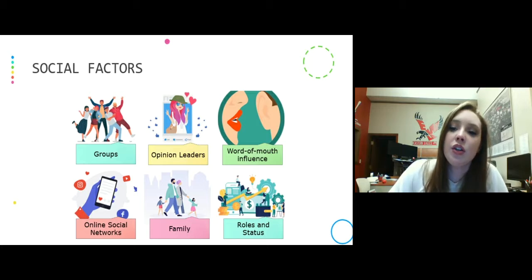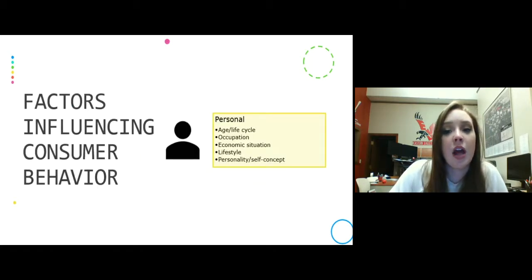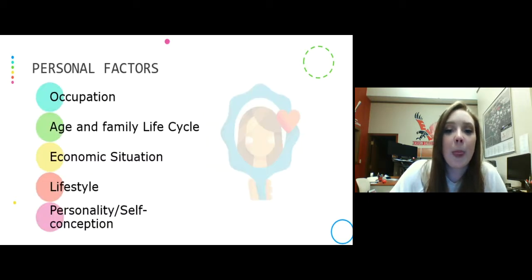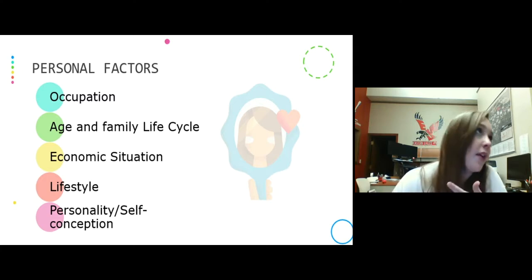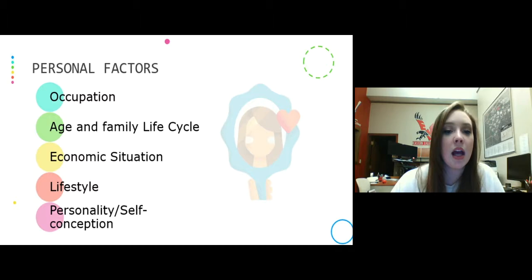So next we're going to move on to personal factors. Personal factors are your age and life cycle, your occupation, your economic situation, your lifestyle, and personality and self-concept. Buyer's decisions are influenced by personal characteristics of the buyer. A person's occupation affects the goods and services bought. Marketers try to identify the occupational groups that have an above average interest in their products and services. A company can specialize in making products needed by a given occupational group.